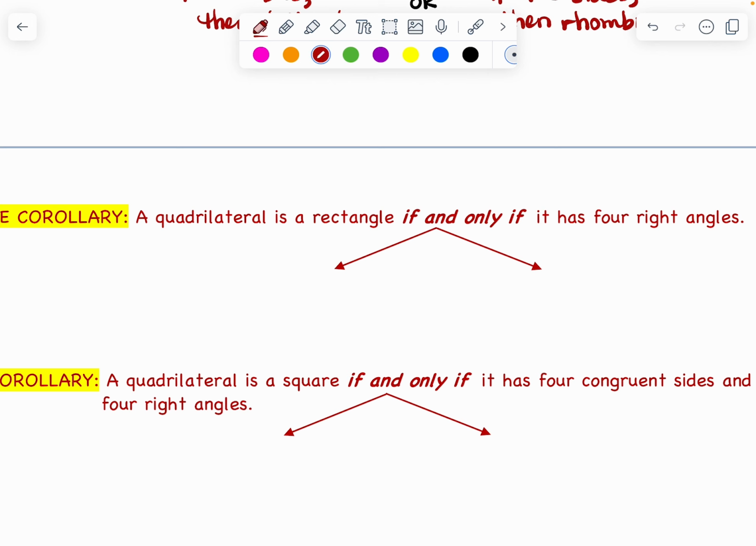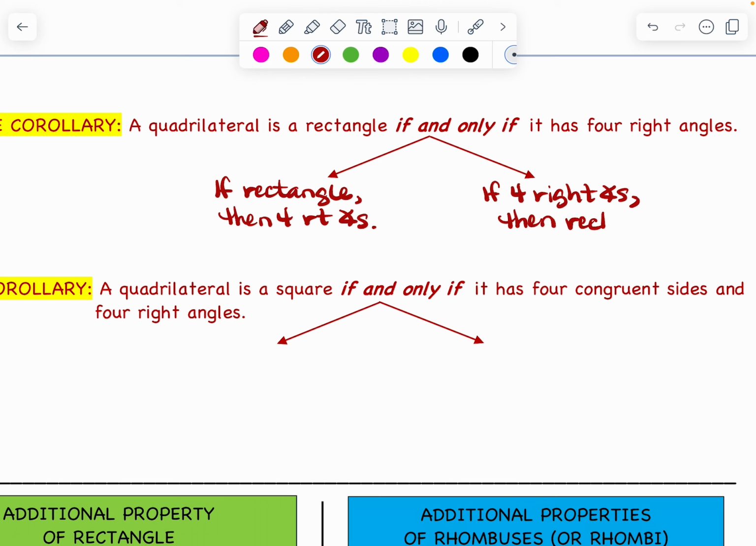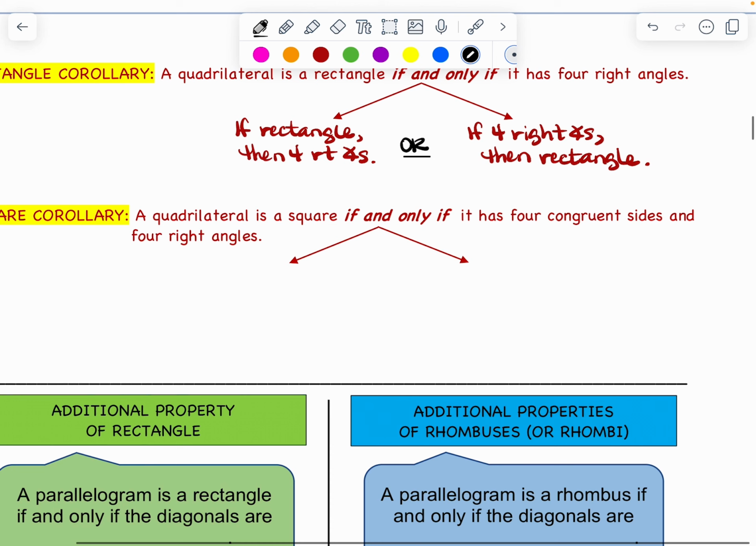A quadrilateral is a rectangle if and only if it has four right angles. So that means I'm going to either use if rectangle, then four right angles, or we're going to use if four right angles, then rectangle.